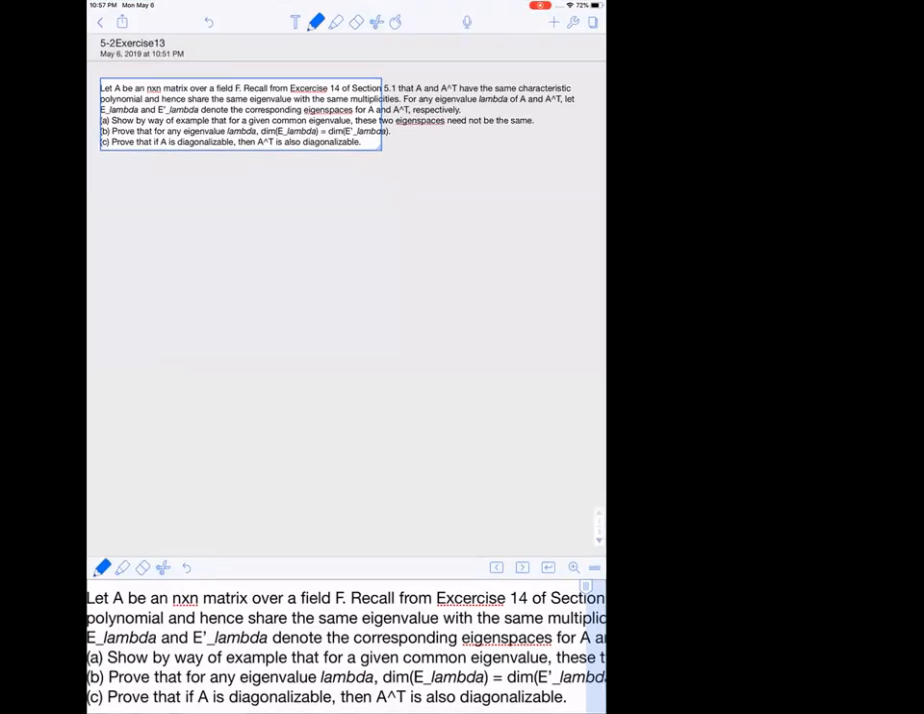This is section 5.2, exercise 13. There's quite a bit of text here, so let's try to read it all together. Let A be an n by n matrix over a field F.